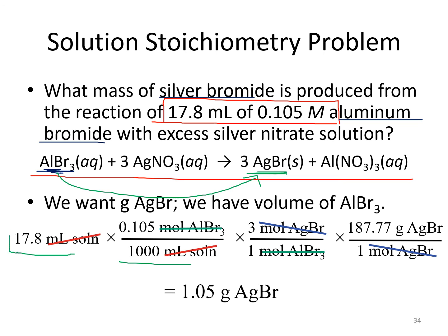So we start with the 17.8 milliliters times milliliters on bottom, moles on top, 0.105 moles over 1,000 milliliters. So after this point, we are now in moles. And so we can use our molar ratio, that 3-to-1 relationship, to convert from moles of aluminum bromide to moles of silver bromide. And then finally, to get to grams of silver bromide, we multiply by the molar mass.